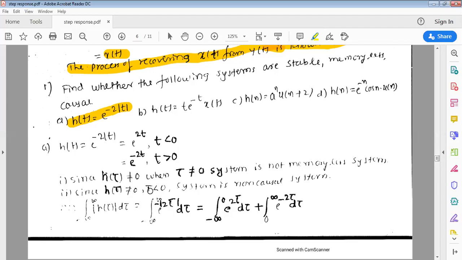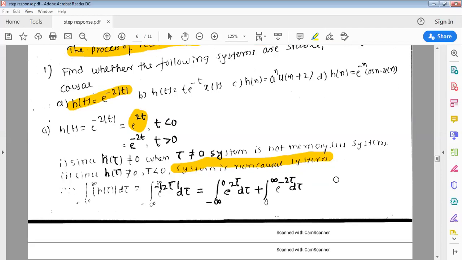Now, when tau is less than 0, let us say h of tau is equal to e power 2 tau, and you have the value. That is, when you give minus 1, it is e power minus 2. When I give minus 2, it will become e power minus 4. So even though the value is very small, h of tau exists. Therefore, the system is a non-causal system. Because the system has a finite value when tau is less than 0, the system is said to be non-causal.